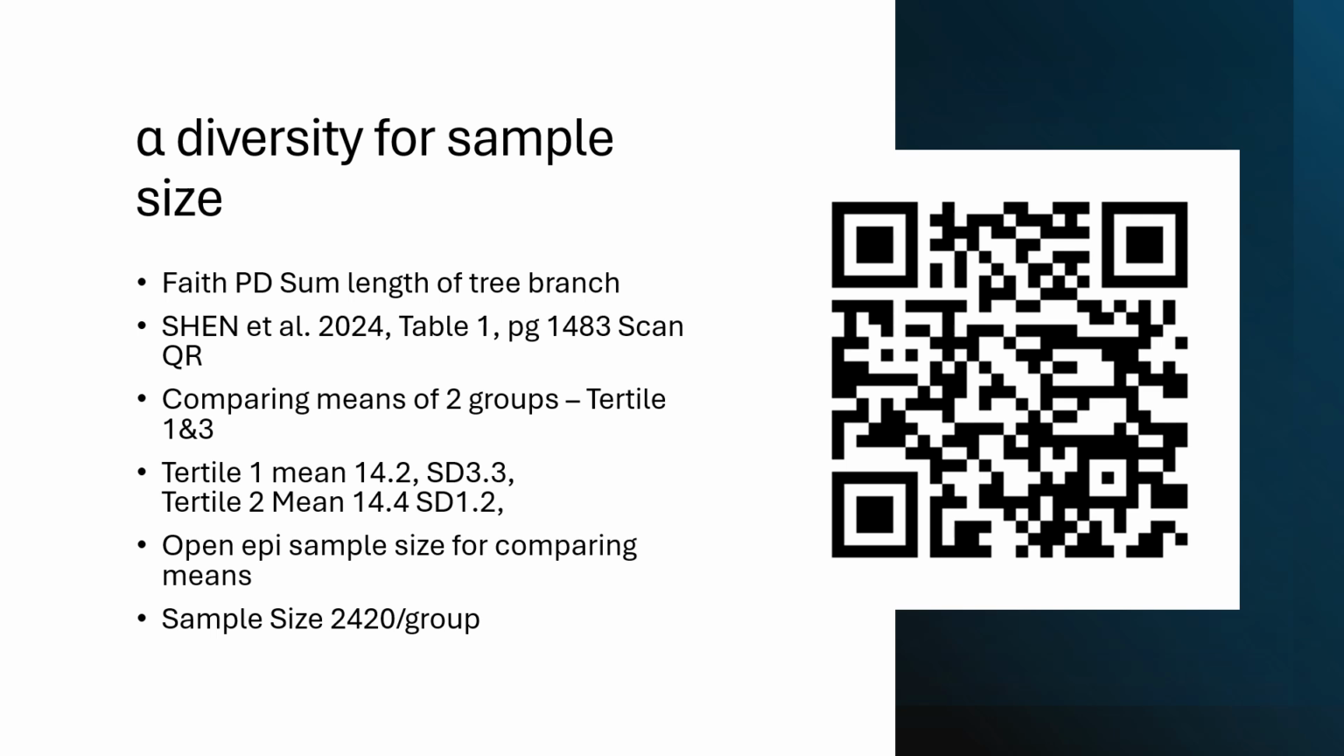Alpha diversity for sample size. Here I provide an example of sample size calculation using the difference in Faith PD metrics. Faith's metric is given as the sum of the phylogenetic tree branch lengths. Scan the QR code for the referred study to take the parameters. The tertile 1 and 3 groups are compared and the parameters are given. The sample size is 2420 as the mean difference is small between the two groups, while the tertile has a large standard deviation.